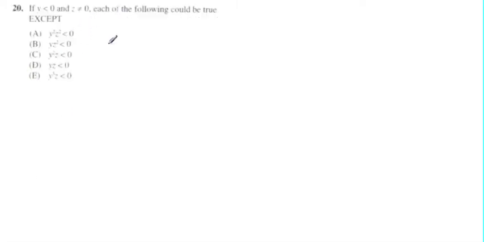Now, y is a negative value. Which of the following could be true? In this case, we just have to find the possibility of true. Now, you will realize that choice A can never be true. This y is negative, but when you square it, it becomes positive. z is also negative. z can be any number, but when you square it, it becomes positive. So positive times positive becomes positive. So therefore, our answer will be choice A.